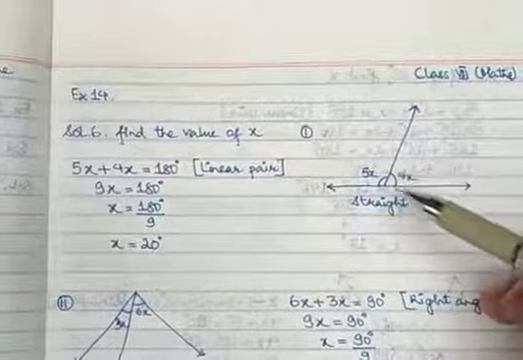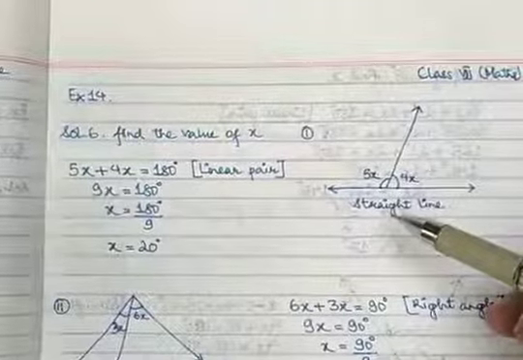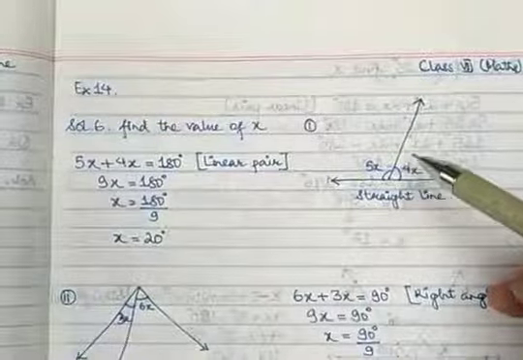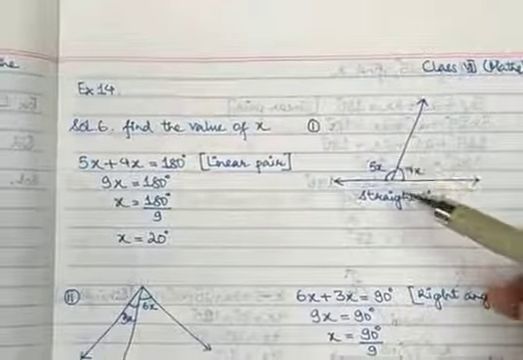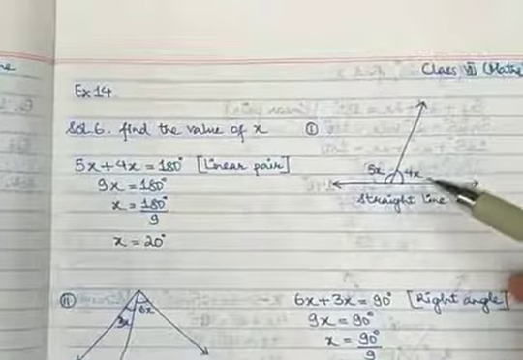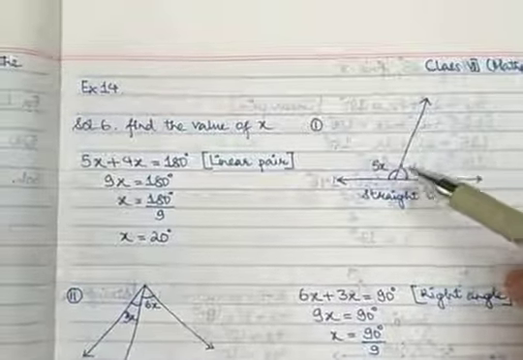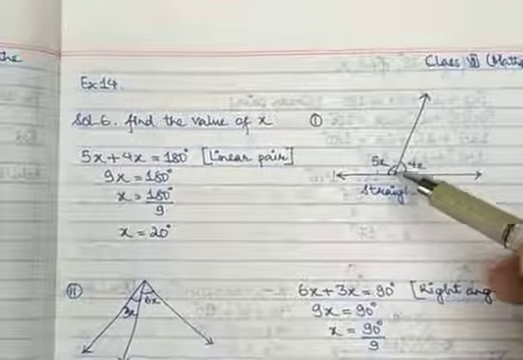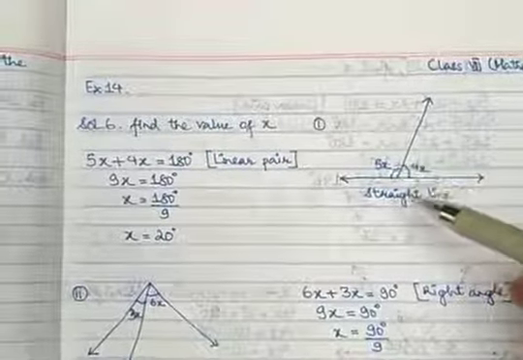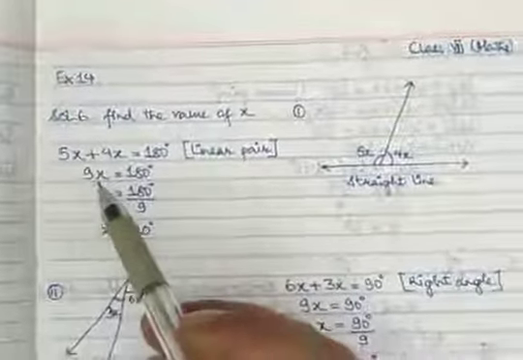From your basics, you may know that these two angles are known as adjacent angles, and they are actually the division of a straight angle. A straight line means 180 degrees, also known as a straight angle. The angles are given in terms of variables, 5x and 4x. The sum of these two angles will be equal to 180 degrees. So that is what I have written: 5x plus 4x equals 180 degrees.